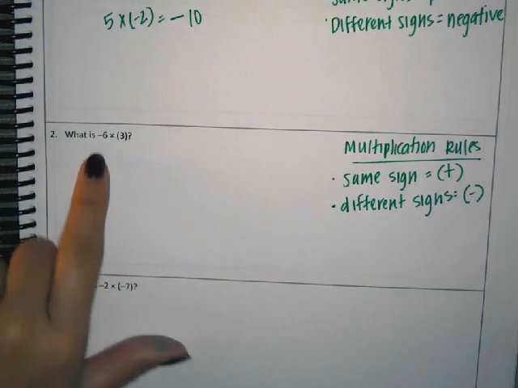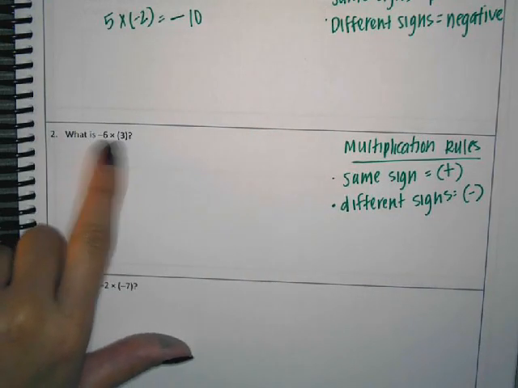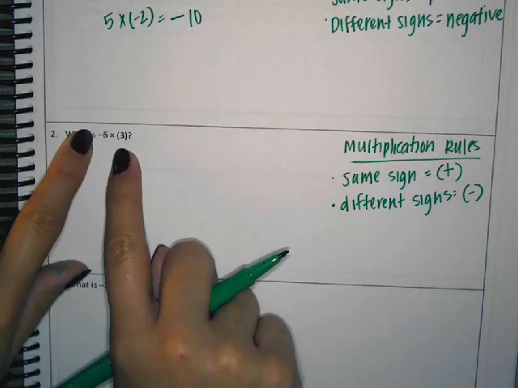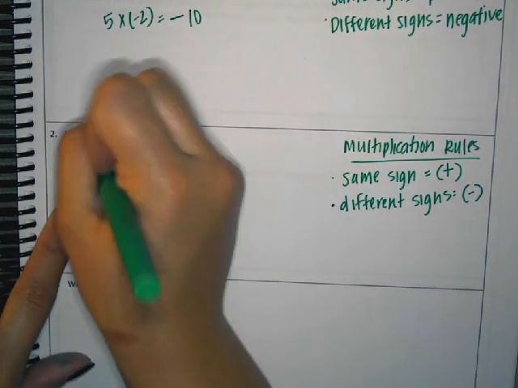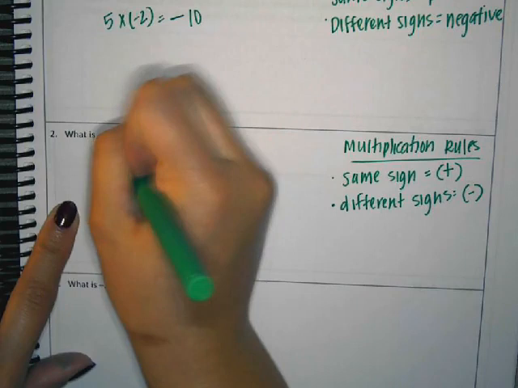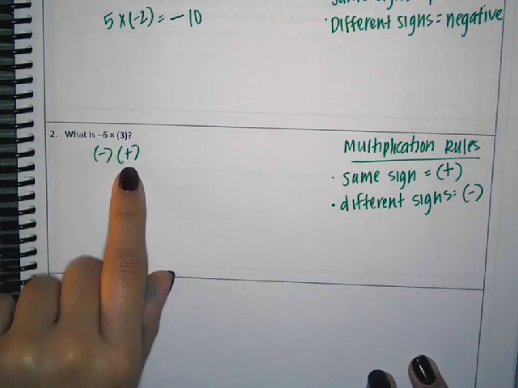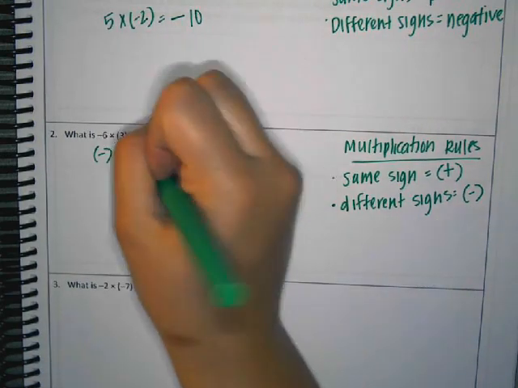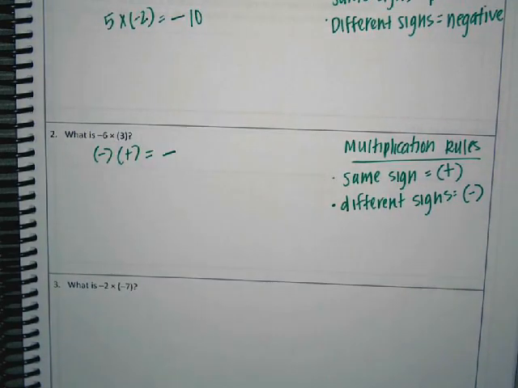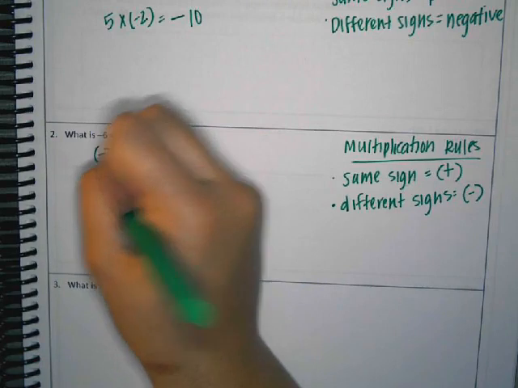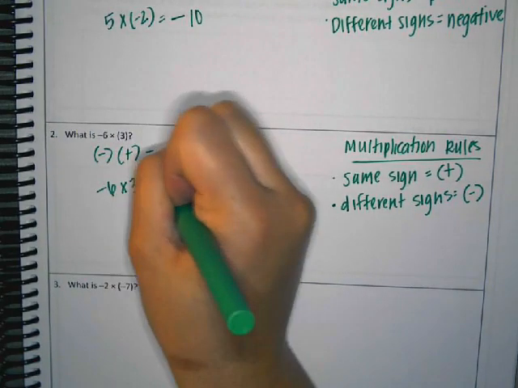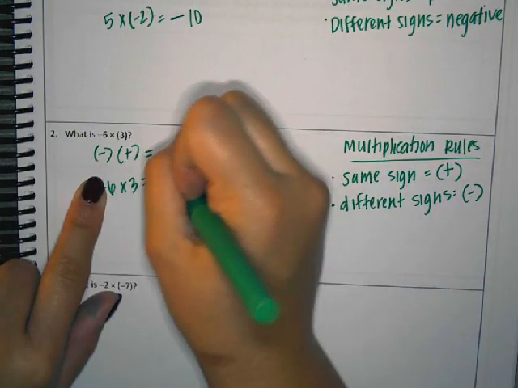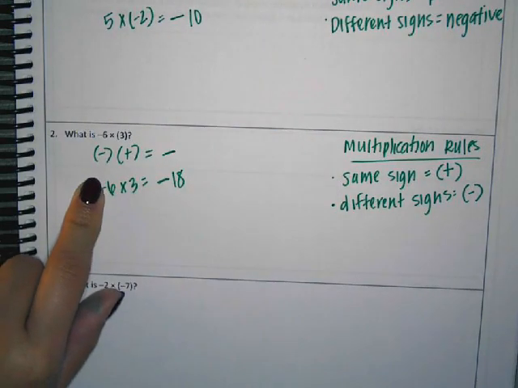So let's just look at this one. -6 times 3. So I have different signs. One is negative and one is positive. So if we look at that, negative times a positive, 2 different signs. That means my answer is going to be negative. So -6 times 3 is a negative. 6 times 3 is what? 18. So -18.